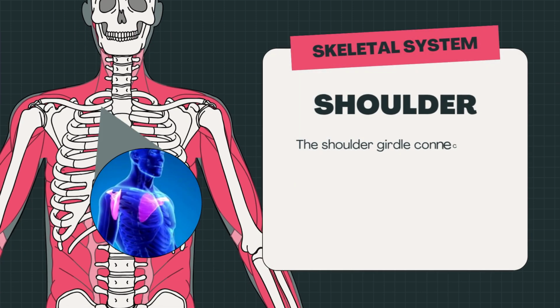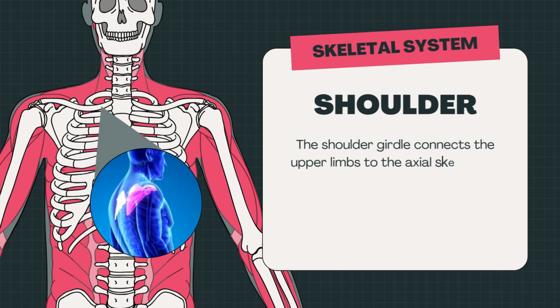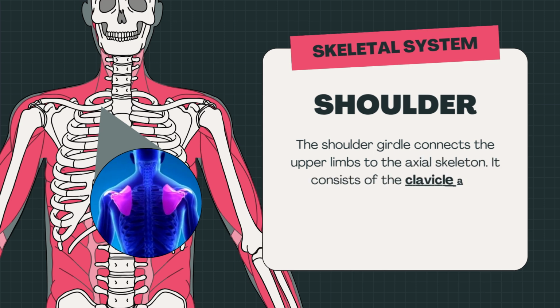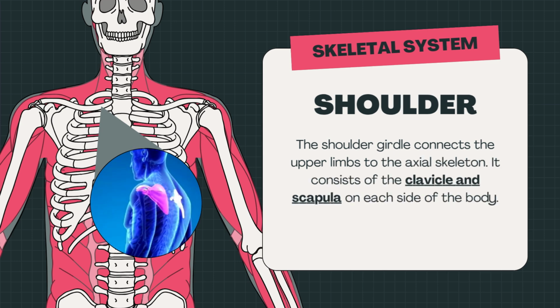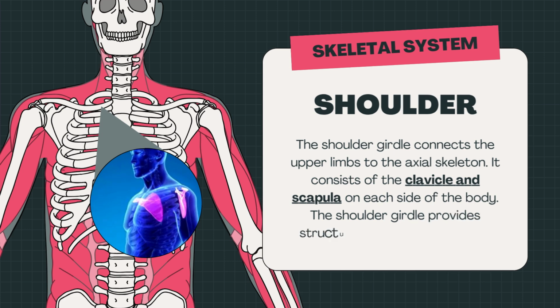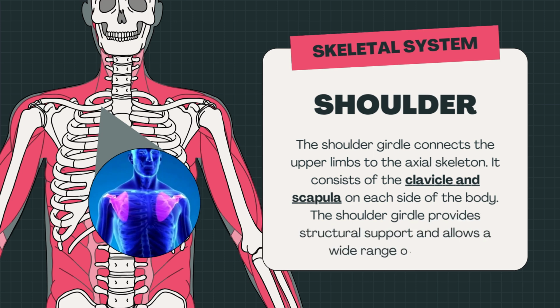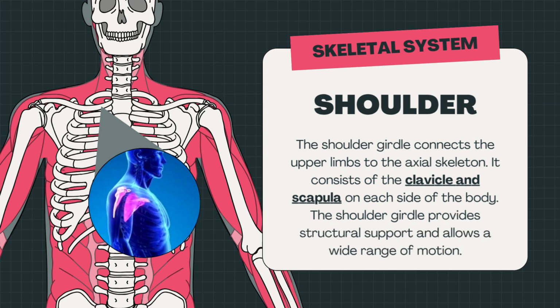Next is the shoulder. The shoulder girdle connects the upper limbs to the axial skeleton. It consists of the clavicle and scapula on each side of the body. The shoulder girdle provides structural support and allows a wide range of motion.